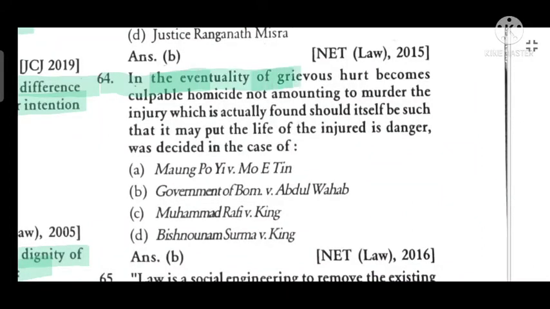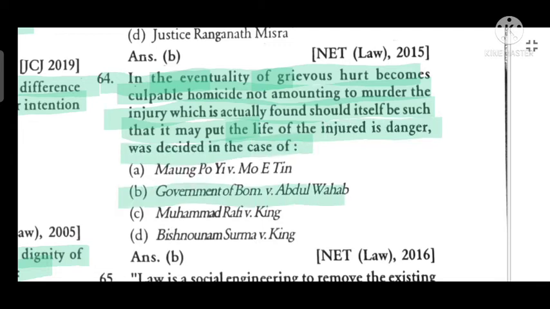In the eventuality of grievous hurt becoming culpable homicide not amounting to murder, the injury will be actually found. It should itself be such that it may put the life of the injured in danger. This was decided in the case of Government of Bombay versus Abdul Wahid.